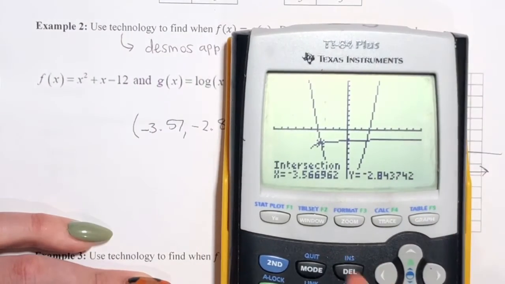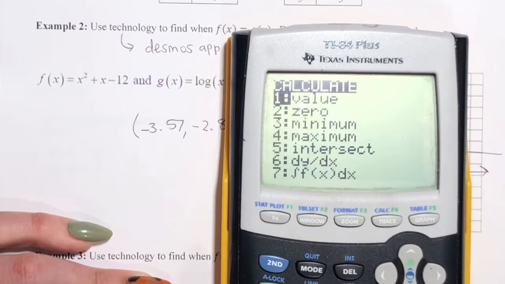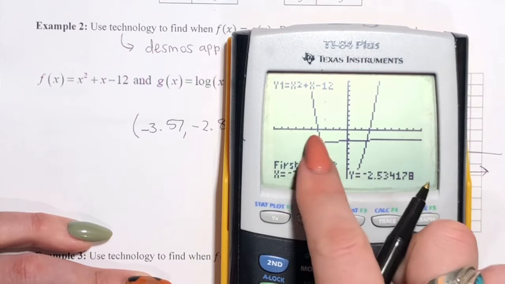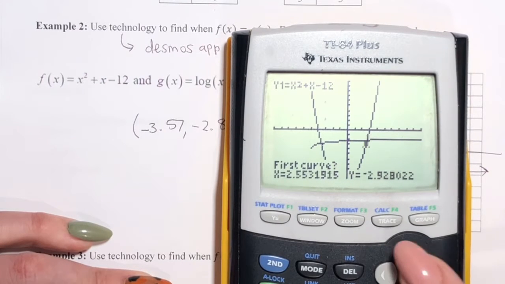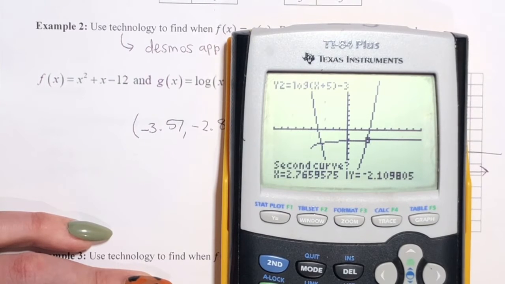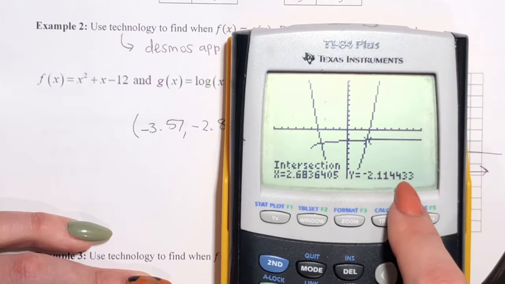So we're just going to repeat the process by going to second, calc, and then down to intersect. And this time we're going to move this dot over to the second intersection. So scroll over until you can get that dot over there. So again, we can't get right on it, so just pick one that you think is closer. Let's just go with this one. And then now we're on the second curve, so get that close to where you think the intersection is and guess. And then guess a third time, push enter again, and then we have this intersection.